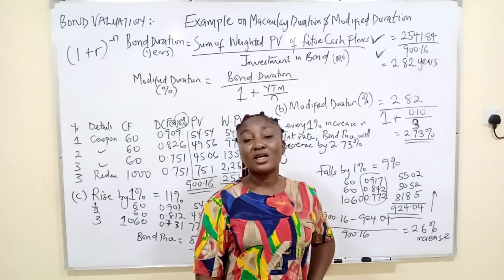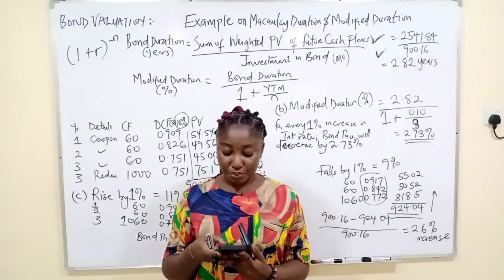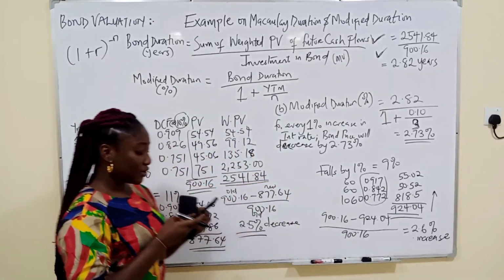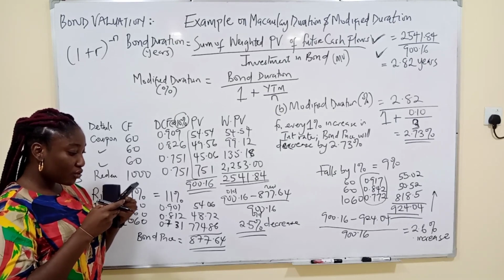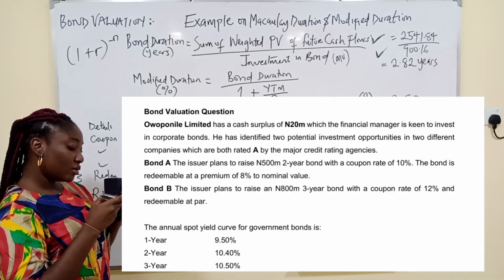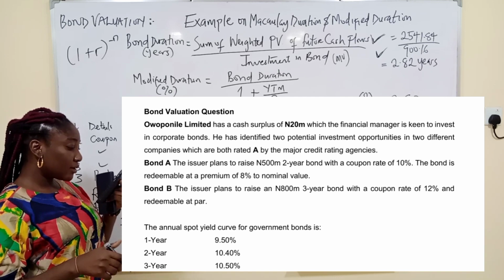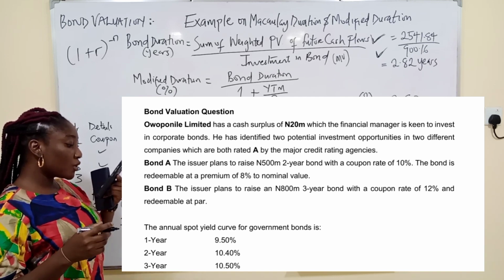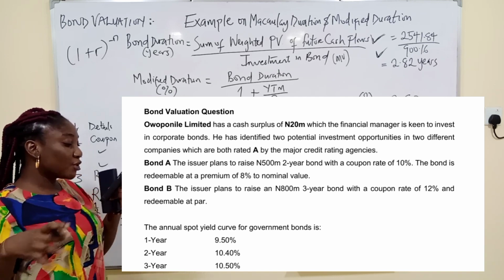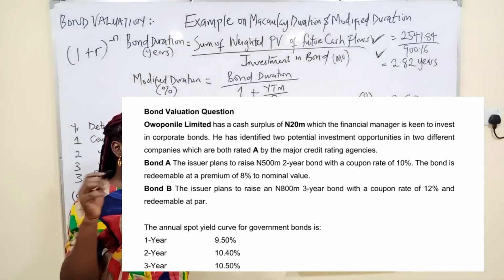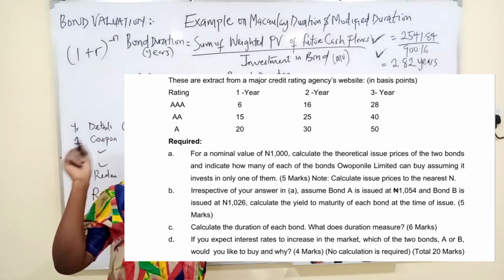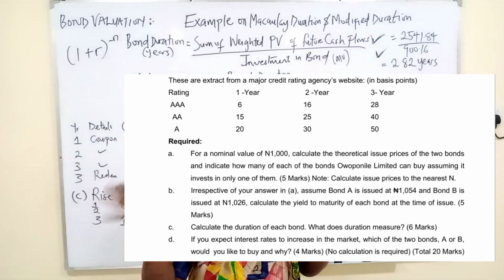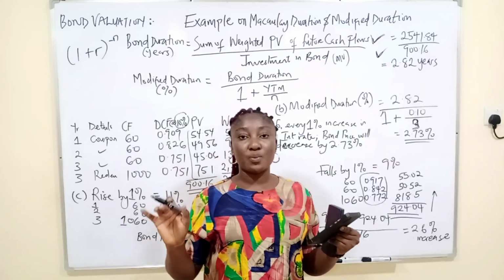There's one more class after this one where we're going to solve this big question. Let me put it on the screen now so you can screenshot it and rehearse it. The question is kind of long, but it's not that hard: Point Limited has a cash surplus of 20 million, and so on. This is a 20 marks question, and we'll solve it in the next class, the 4th class, which will be the last class on bond valuation before we move to investment appraisal.